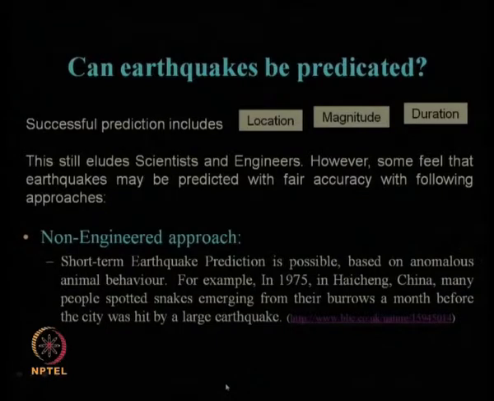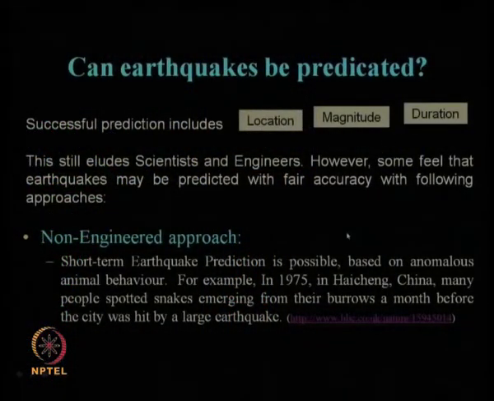There is an example, like in 1975 in China, many people spotted snakes emerging from their burrows a month before the city was hit by a large earthquake. So, this report is available on this site, but still if you look at the scientific background of this prediction, it is not a purely scientific one. That is why it is called a non-engineered approach. It may be because of some other reason also. Snakes may come out of the ground because of several other changes in nature. Earthquake can be one of the reasons. So, it is not necessary that snakes coming out of the ground will always indicate that a future earthquake is going to occur. Maybe another type of disaster is going to occur. So, we cannot say that this is a successful prediction of an earthquake. Okay?